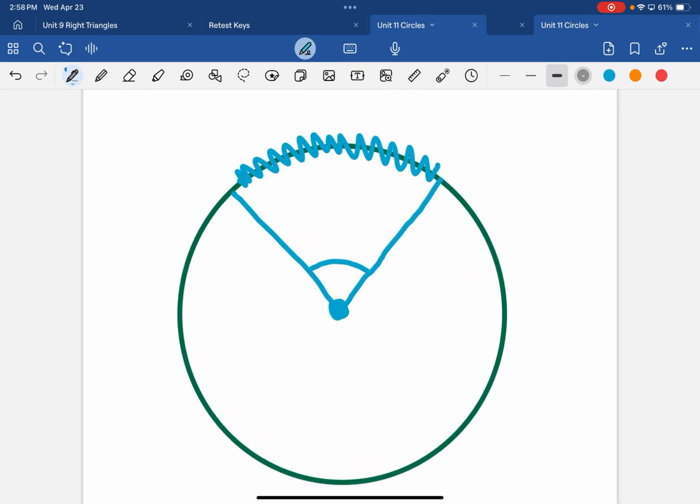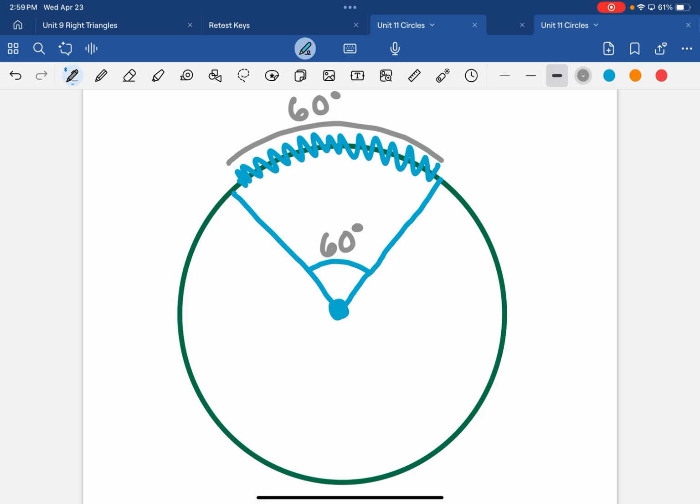So if this measure right here was 60 degrees, what would be the measure of my arc? 60 degrees. It's 60 degrees. The arc and the angle have the same exact measure. That's only true for central angles, okay? So we have an arc. What type of arc is this? Minor. It's a minor arc because it's small. So we have a minor arc.